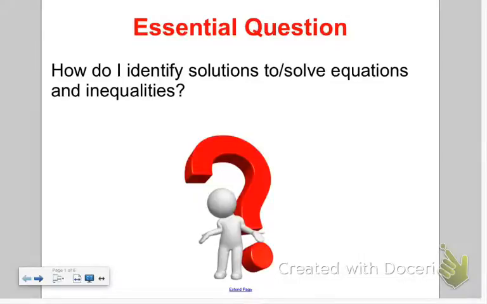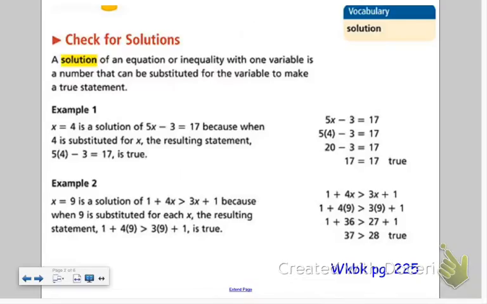Okay, we kind of already talked about solutions to inequalities, and we're going to continue to see inequalities in this lesson, but we're going to talk about solutions to equations as well. So a solution of an equation or inequality with one variable is a number that can be substituted for the variable to make a true statement. So you saw that with inequalities, and now we'll see that with equations.